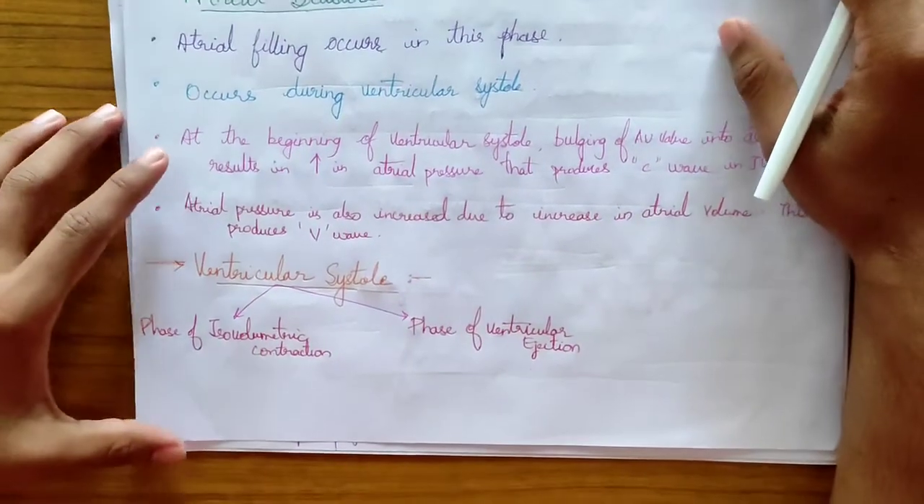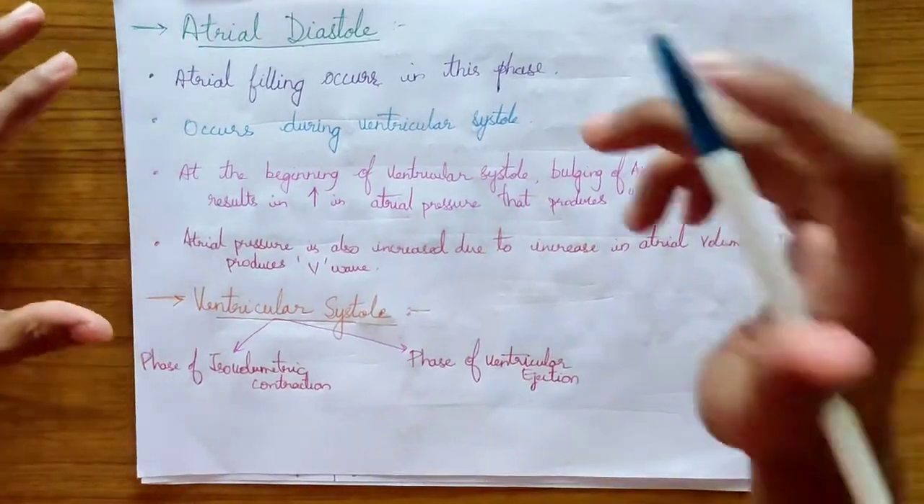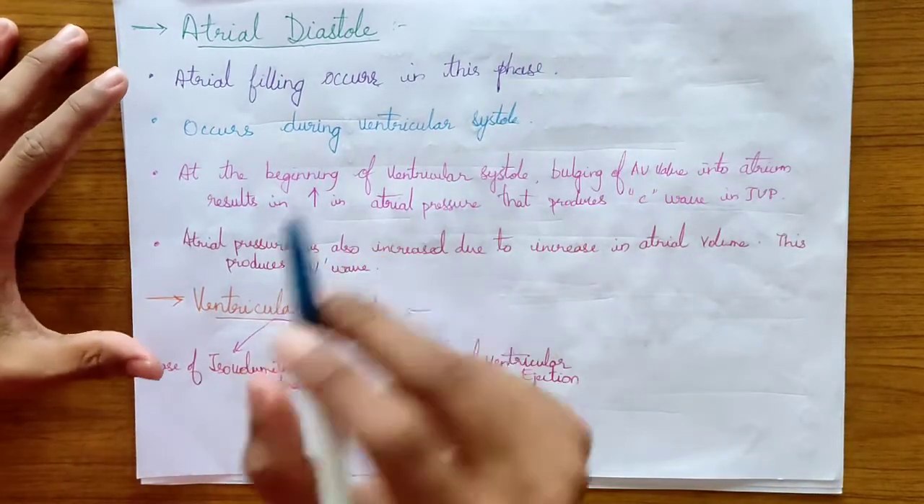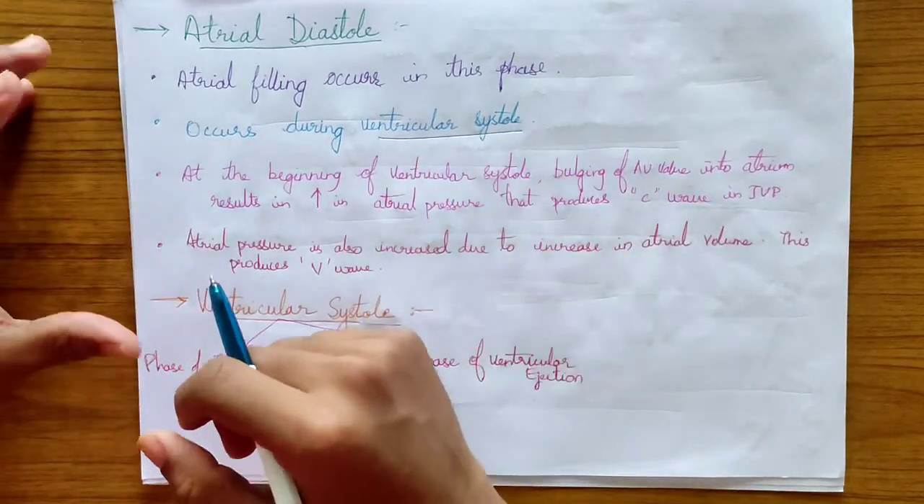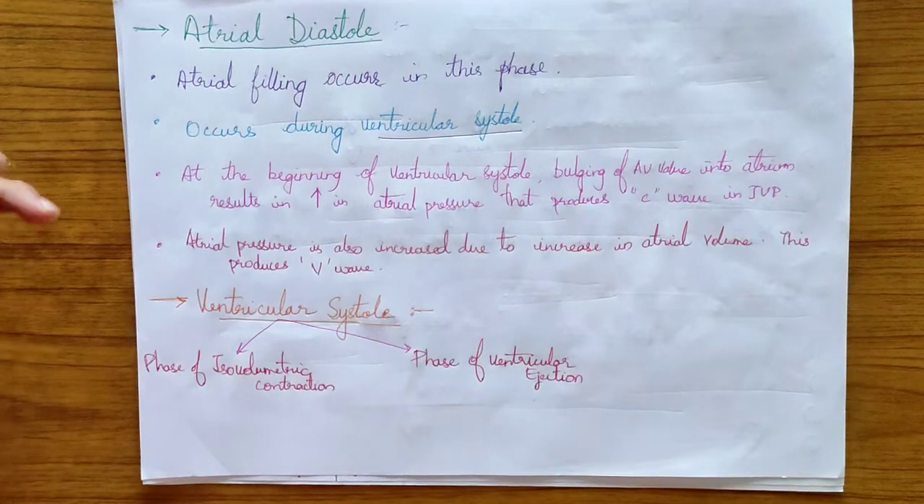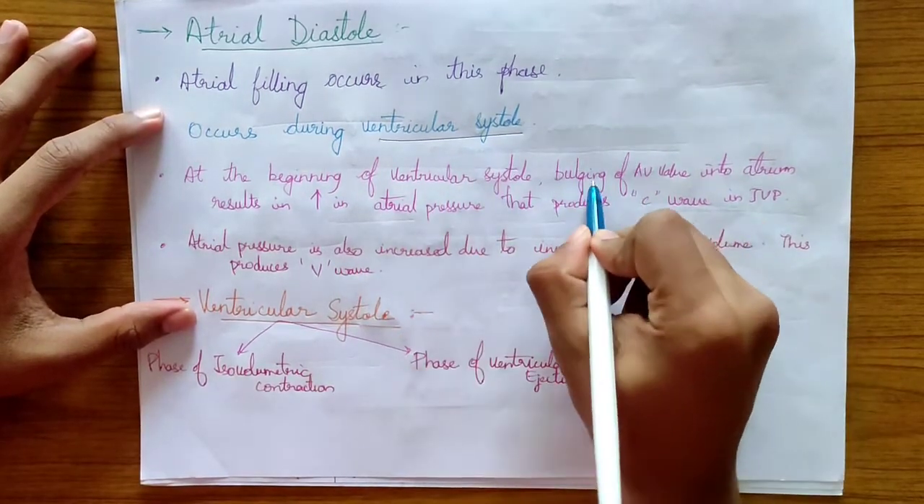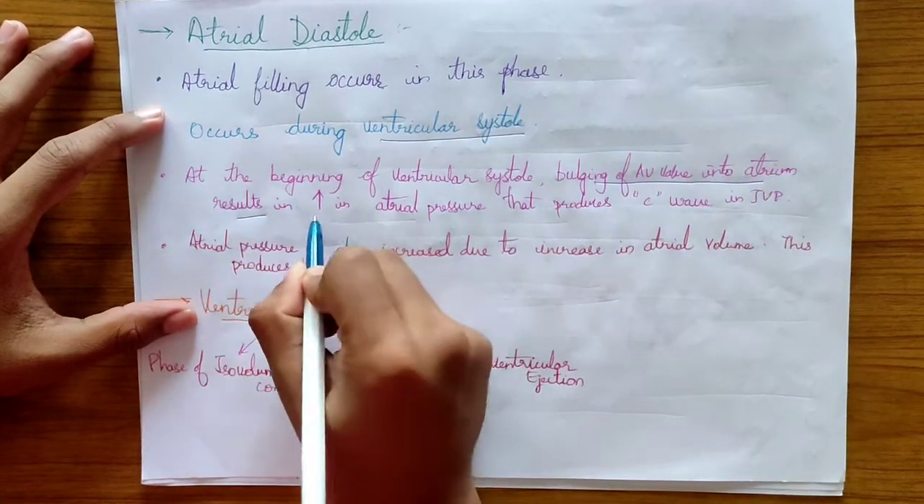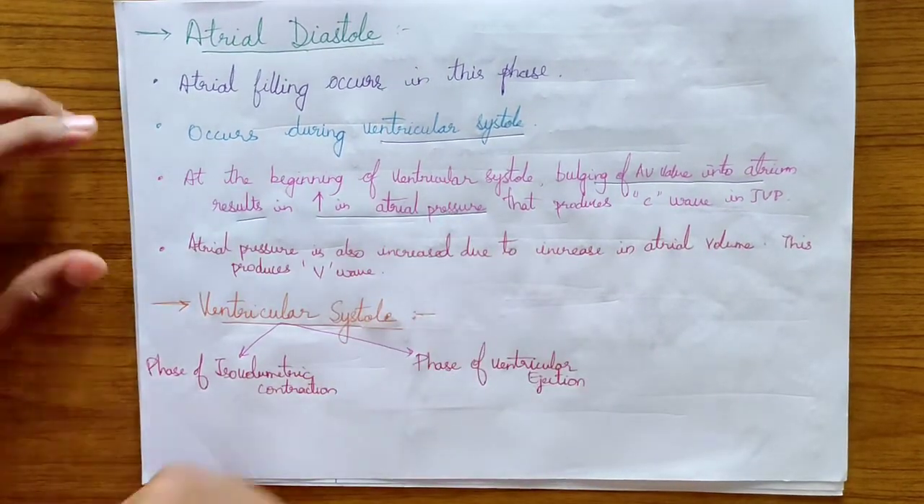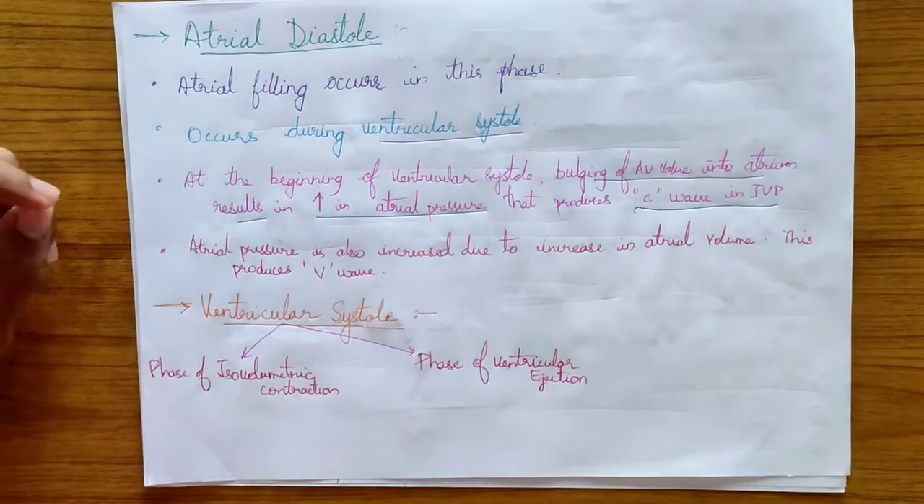Now let's talk about the atrial diastole. The atrial filling occurs in this phase. It occurs during the ventricle systole itself. So therefore the atrial diastole is not much mentioned anywhere. At the beginning of the ventricle systole, the bulging of the AV valve into the atrium results in an increase in the atrial pressure. That produces the C wave in the JVP.